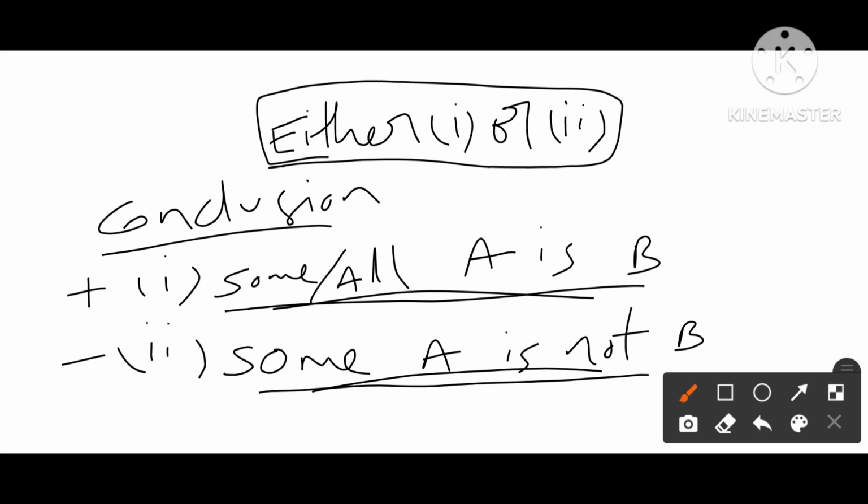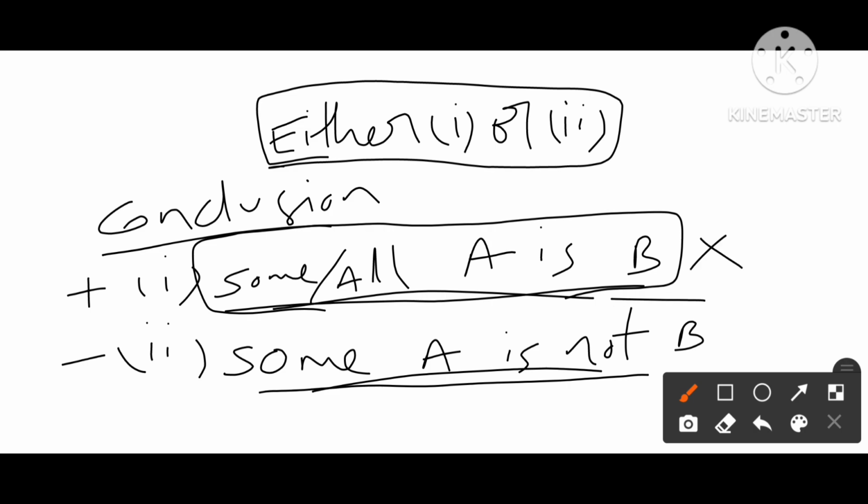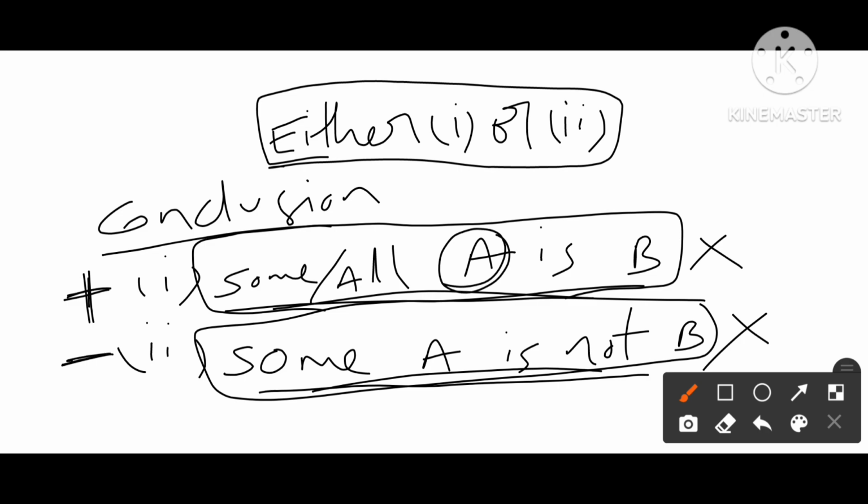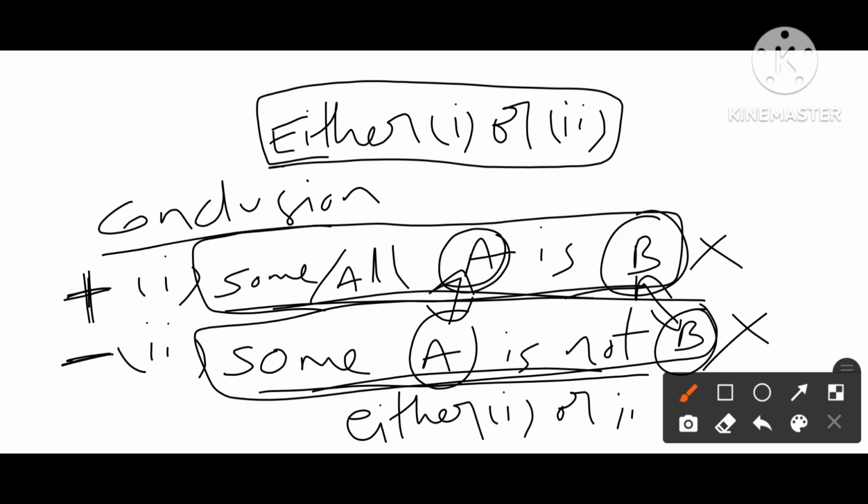And we already said that we need to check the conclusions whether it is true or false. If it is false, and we check the second conclusion and it is also false, both are false, and we have seen that one statement is positive and the other statement is negative, and we have the same suffixes and the same prefixes, then our answer will be either 1 or 2.